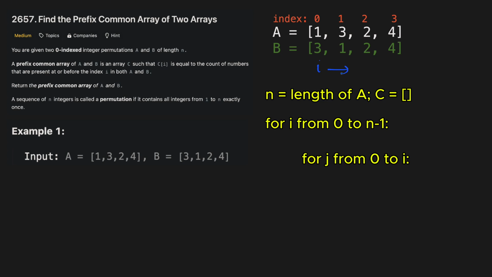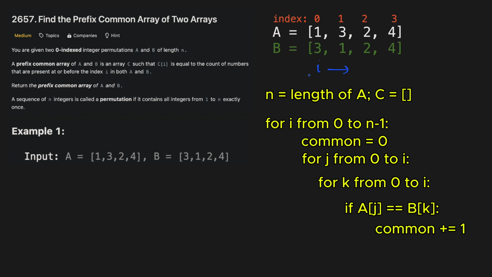And for that, we will run the loop on array A using, say, iterator j from 0 to i and on array B using the iterator k again from 0 to i. Now for each element in the prefix of A up to i, we have to check if it is also present in the prefix of B up to i, and once we count such common elements, we will set the value at the ith index. But the time complexity of this approach is O of n cube because of these three nested loops.